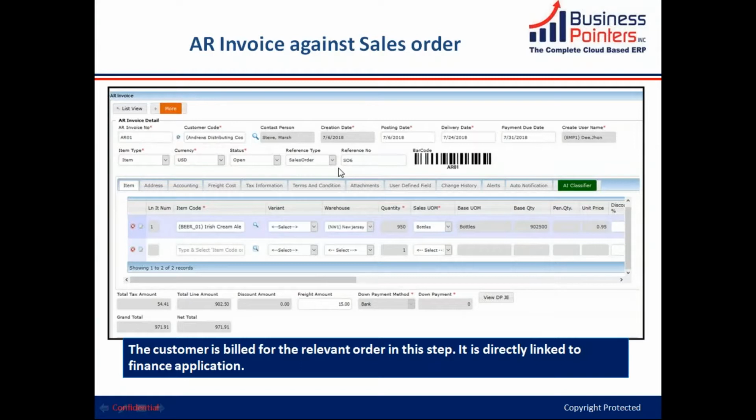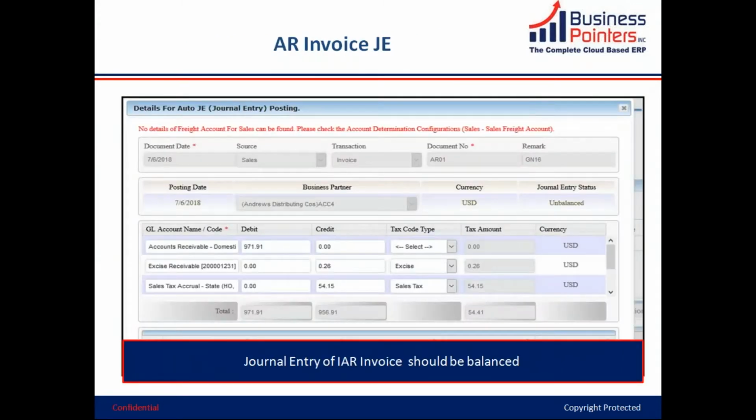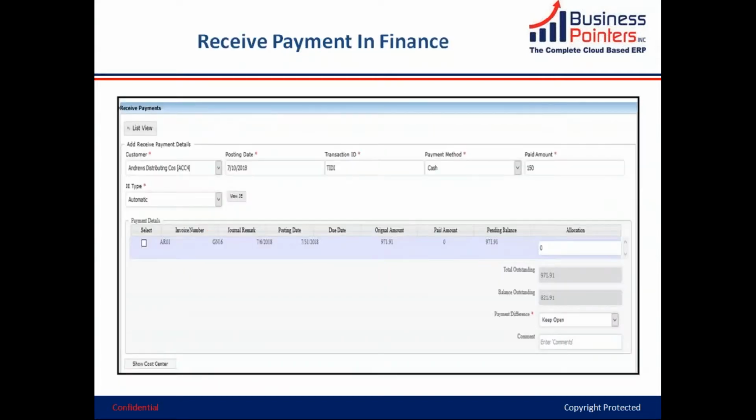So once you put the sales order reference number, automatically all the details from the sales order will be retrieved onto this AR invoice, and with just one click, the AR invoice is created. The customer is billed for the relevant order in this step. It is directly linked to the finance application, so the automatic journal entries get created over here. So this is an AR invoice journal entry. It should be balanced.